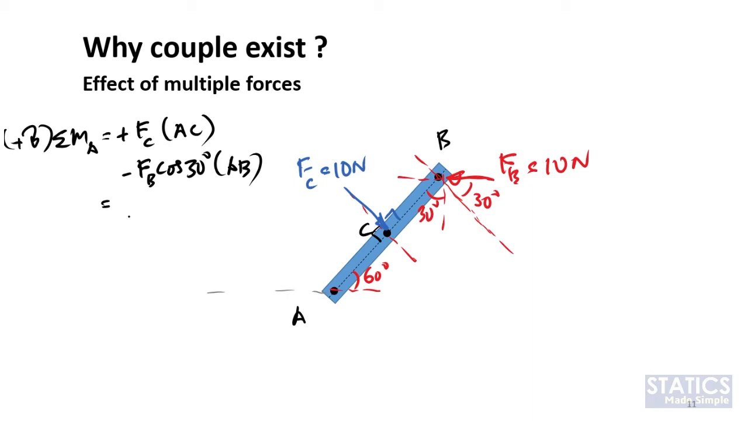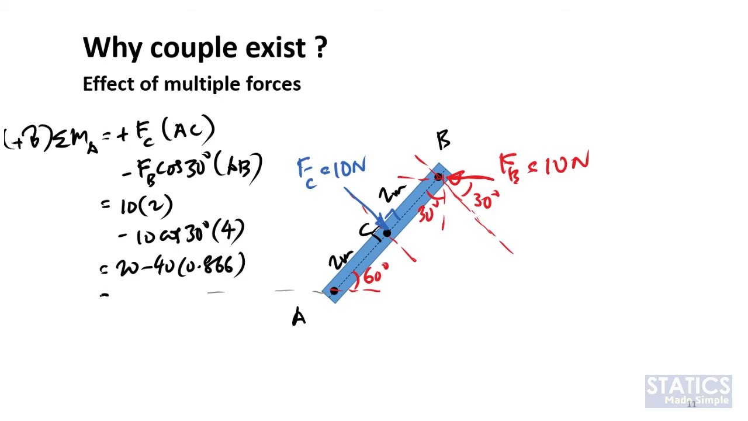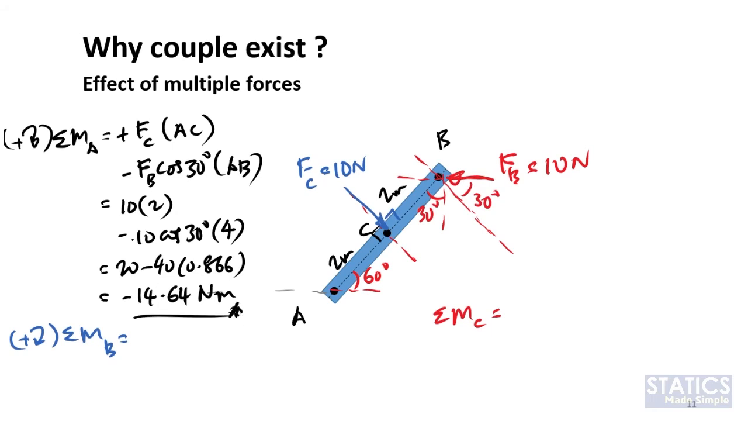If we substitute the values, we have 10 times, AC is 2 meters, and BC is also 2 meters, so this is times 2, minus 10 cos 30 degrees times 4. So we can calculate this. 20 minus 40 times 0.86. Can somebody calculate this first for me, please? Negative 14.64. So negative 14.64 millimeter. Okay, fine. We'll prove later on whether this is correct or not.